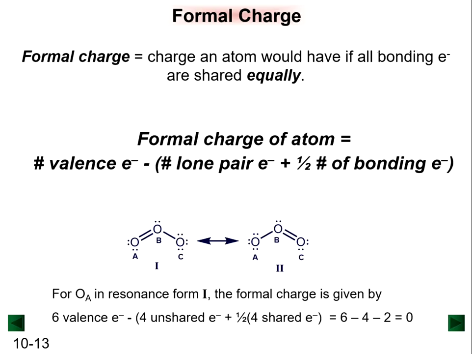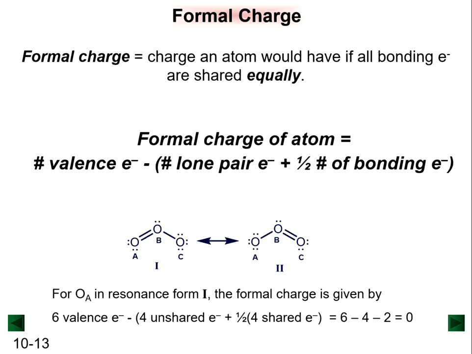Next, we need to calculate formal charge. Formal charge is the charge an atom would have if all the bonding electrons are equally shared. So the equation in the middle is an important equation, the one in bold and italics. You will use this equation. You will have to calculate formal charge for atoms in multiple structures. The formal charge is equal to the number of valence electrons on the free atom minus the number of lone pair electrons on the atom in the molecular structure plus 1/2 of the number of bonding electrons.